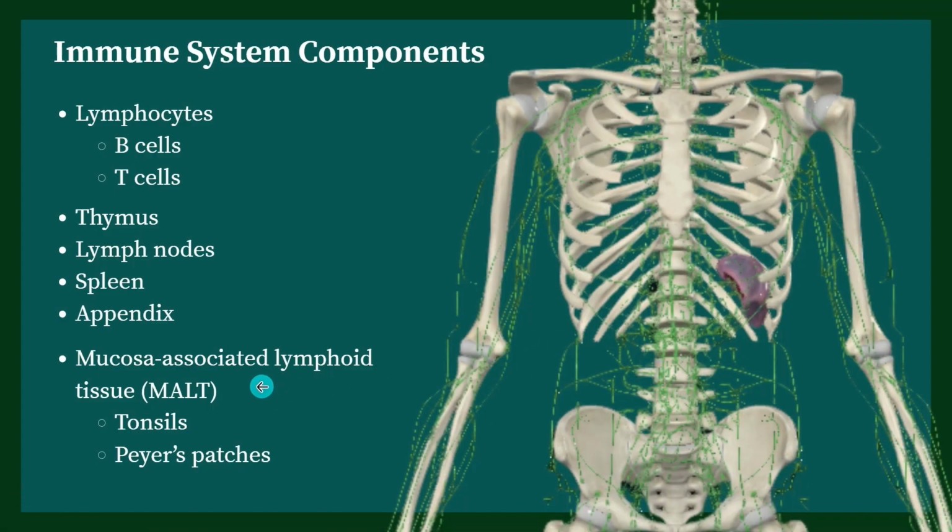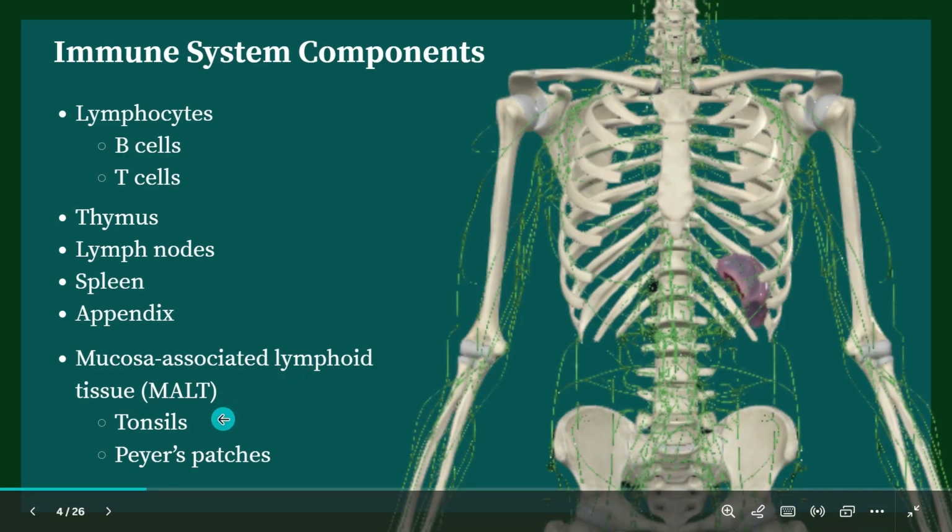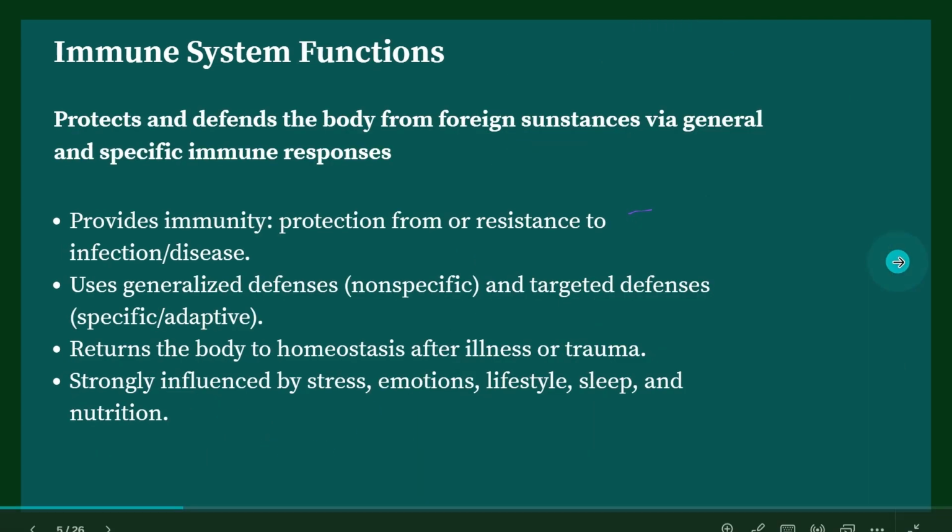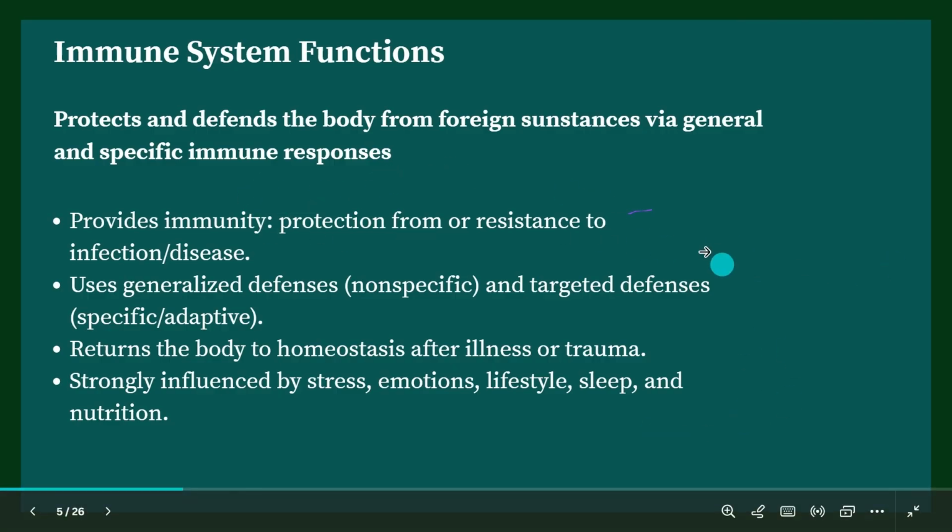And then we have the mucosa-associated lymphoid tissue. That means lymphoid tissue that lives in the mucous membranes of our body. So we have the tonsils in our throat and the back of our mouth, and Peyer's patches that live in the small intestine. We'll go into more detail about that in just a minute, but let's talk about the immune system functions. This is an important question for the MBLEx. That's one that gets asked a lot, the functions of each of these systems.